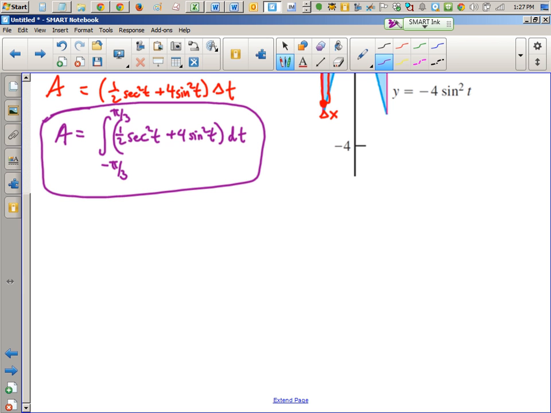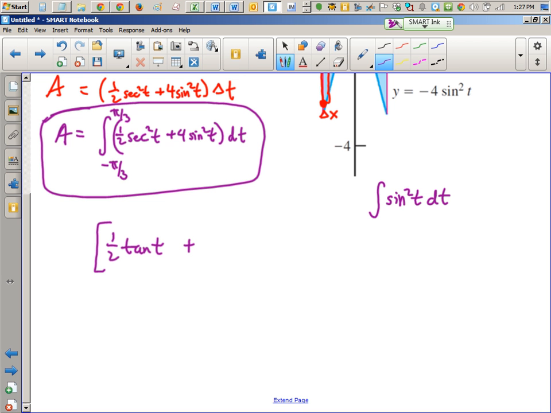So first thing we're going to do is try to figure out the antiderivative of sec squared, but we've seen that before. So what is the antiderivative of sec squared? Simply tan, right? So this is just 1/2 tan t. Okay, that was pretty easy. Plus, oh, we hit an integral we've never done before. What is the integral of sine squared t?